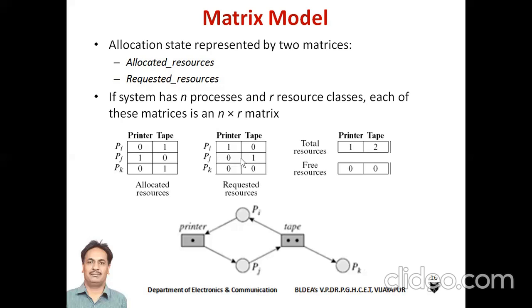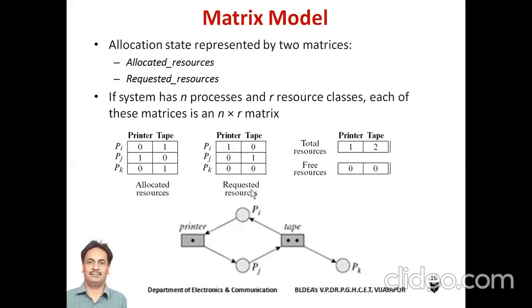Then we use the second matrix, which indicates the requests made by different processes. The second matrix gives information about the requested resources by different processes. If you look at this matrix, it indicates that the process Pi is requesting 1 printer and 0 tape drives. Similarly, process Pj is requesting 0 printers and 1 tape drive. And for Pk, we have 0, 0. That indicates that Pk has not requested a printer or tape. Like this, we use two sets of matrices in the matrix model.